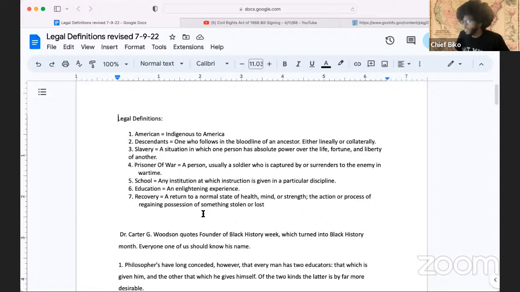Number six, education, an enlightening experience. And number seven, recovery, a return to a normal state of health, mind, or strength, the action or process of regaining possession of something stolen or lost.